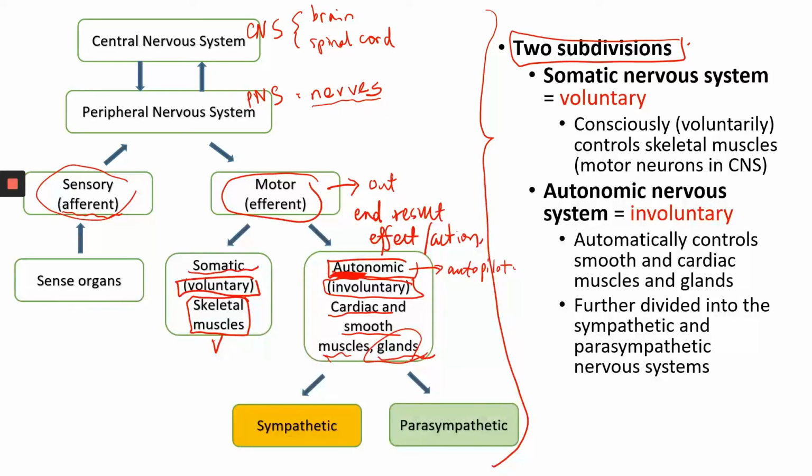Okay. All right, so that's the differences between somatic and autonomic divisions. Okay, so make sure you know the difference. It's very important. All right, now when you look at the autonomic nervous system, which is the autopilot of your nervous system, it has two arms that are pretty much the opposite.